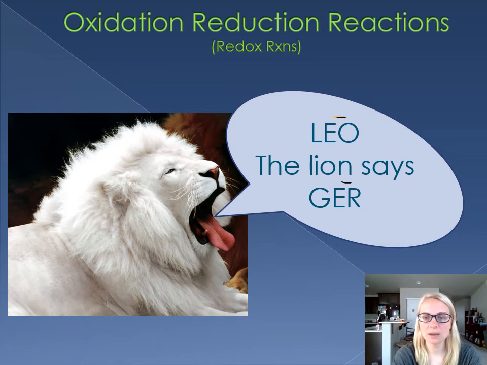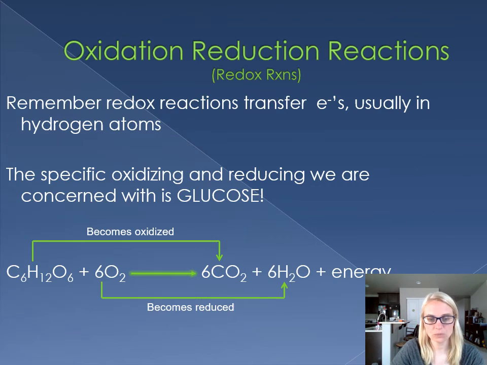So keep this saying in mind. Leo the lion says grr. We're going to see a lot of redox reactions in cellular respiration. So just try to keep this in mind. You can always come back and rewatch this section of the video if you need to when we get into chapter 8. So when we are transferring electrons, they typically don't fly off from one atom to the next all by themselves.